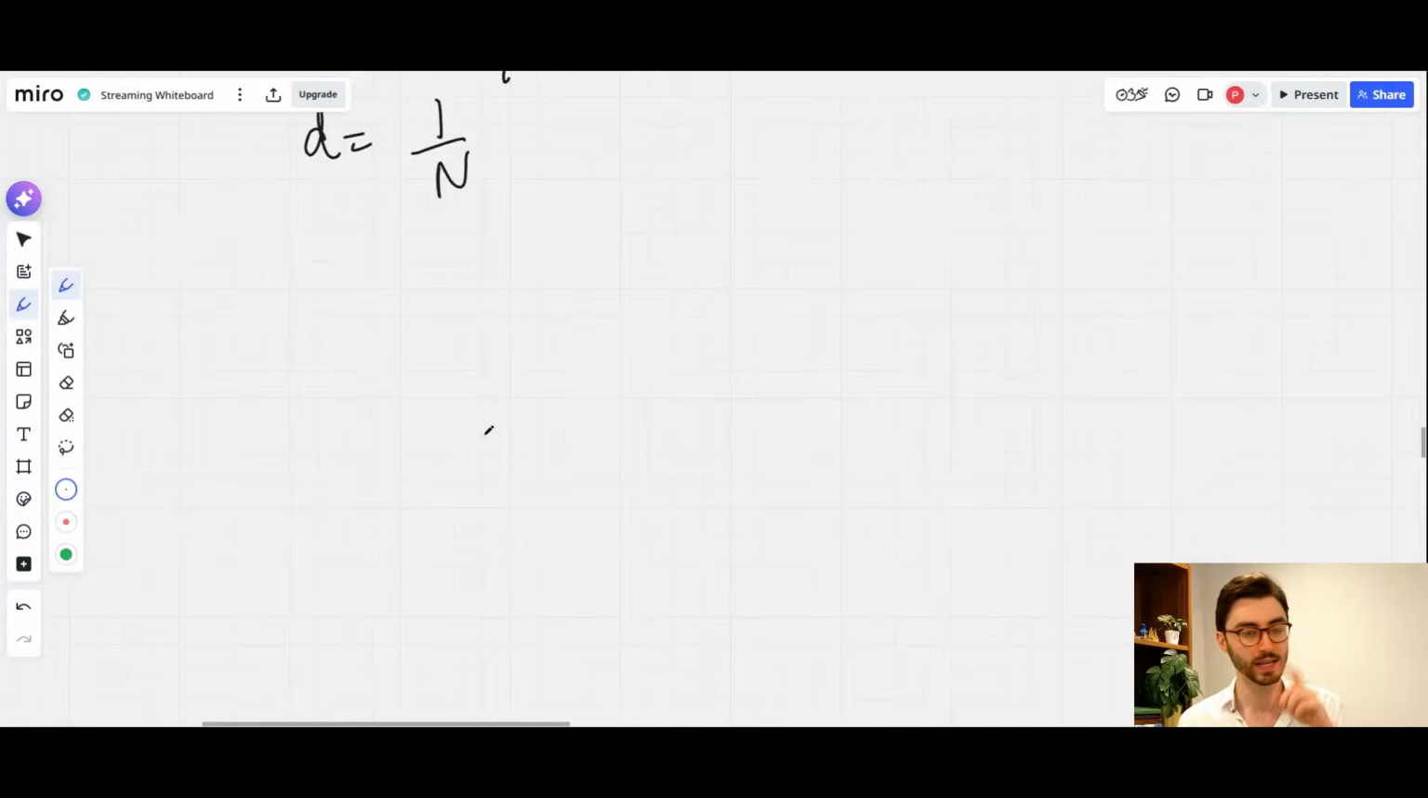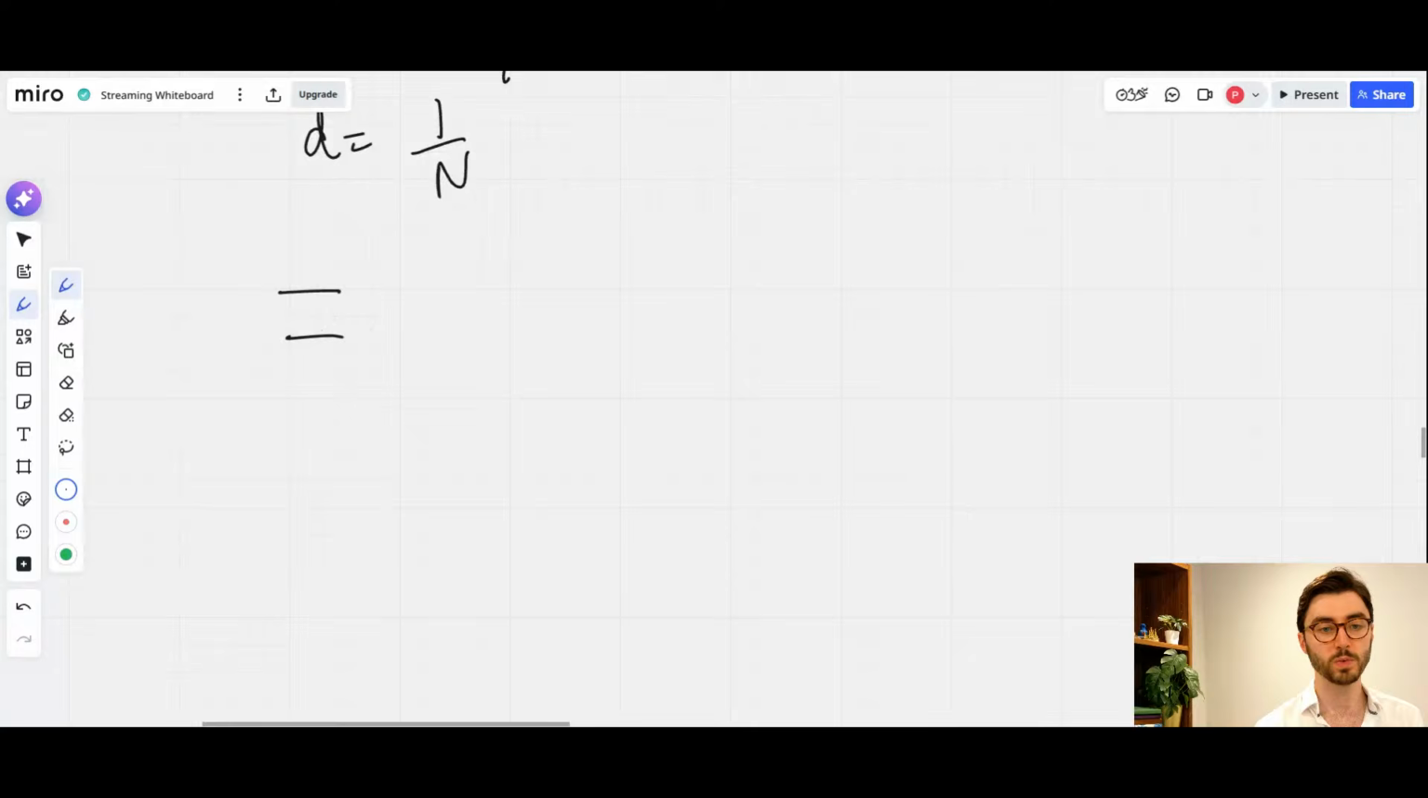Coming back quickly here, because I've got to dash. So we've now worked out the distance between the lines of a diffraction grating as being 1 over n, where n is the number of lines per meter, which means that the distance between all of these slits is d.